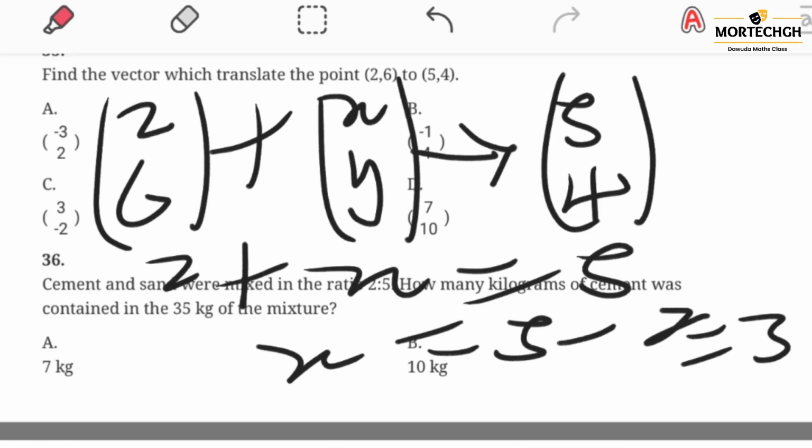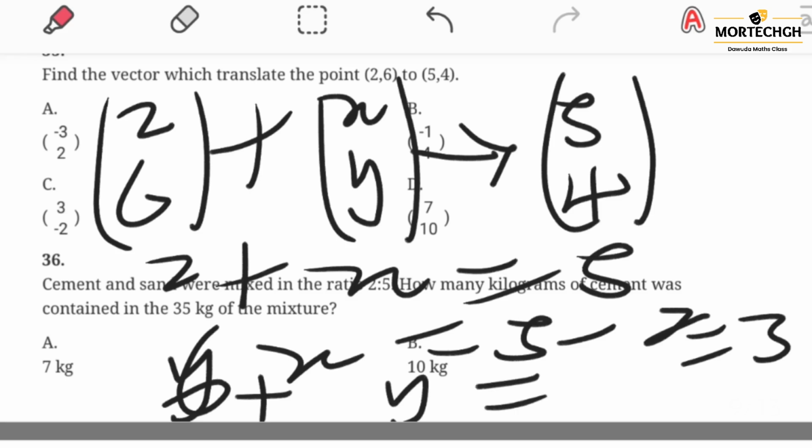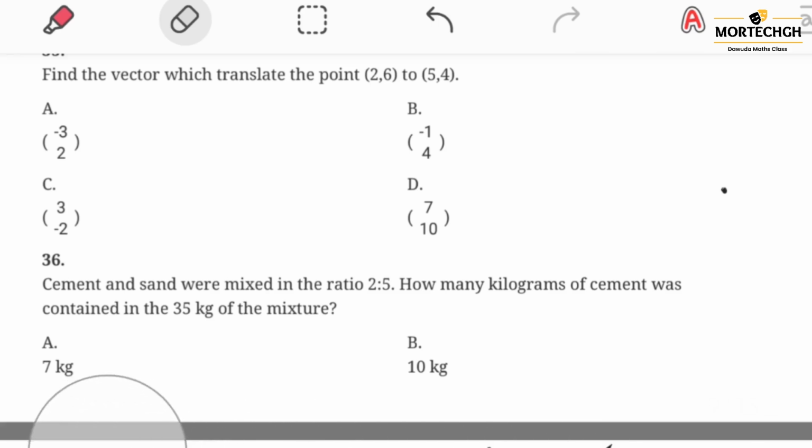is y. So we have the statement 6 plus y is equal to 4. From here, y is equal to 4 minus 6, and 4 minus 6 will give you minus 2. So the vector there is (3, -2), where x is equal to 3 and y is equal to -2. So if you check from the answers there, the answer there will be C. The vector there is (3, -2), which is equal to C.